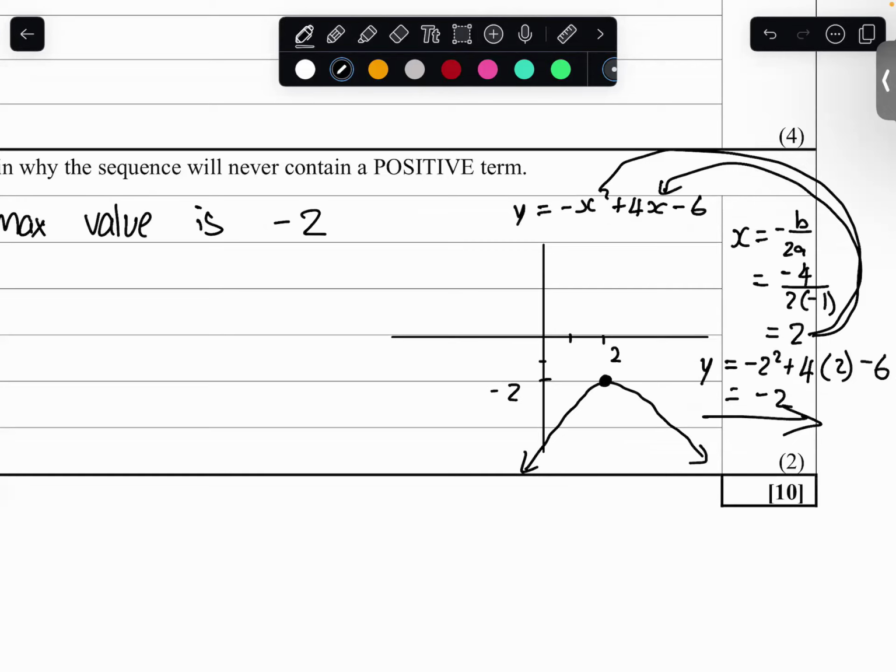The 2 marks here is 1 for calculating the turning point, which is this point, 2 and -2. This is the 1 mark. And the other one is to say that the maximum is at -2, and so it will not experience any positive values.